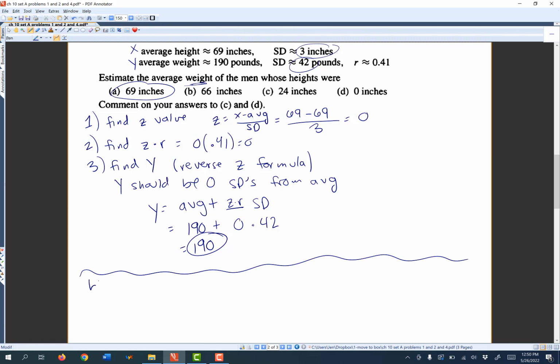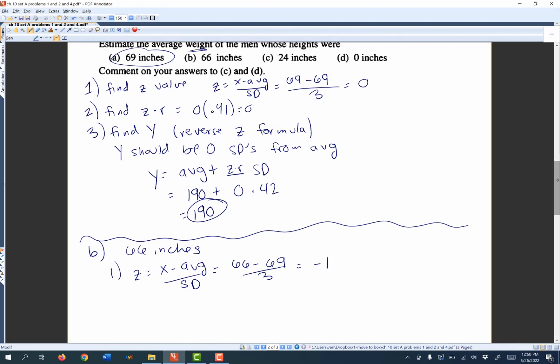Okay, let's try it for part B for 66 inches. So step 1, we'll find our Z value. Z is going to be equal to our X minus the average over our standard deviation. So we'll do 66 minus the average. So now we're talking about just our X values. So we'll do the 69 and 3 for the standard deviation. So 66 minus 69 over 3 gives me -1. So that means my X value is 1 standard deviation below the average.